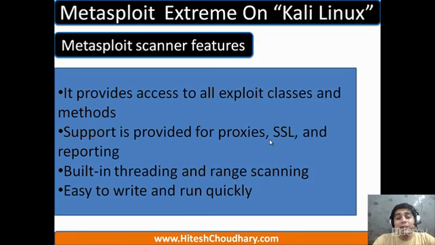To make sure that our scanner is working, we need to keep a few things in focus. First of all, when you create mixins via Ruby, it gives you access to all exploit classes and methods which are used by other exploits. Also, we have support for proxies, SSL and reporting as well. So no need to worry that you always have to code from scratch. There are always some built-in things that you can use. Also, there are built-in threading methods if we want to scan very quickly or very slowly. So writing a scanner is really simple.